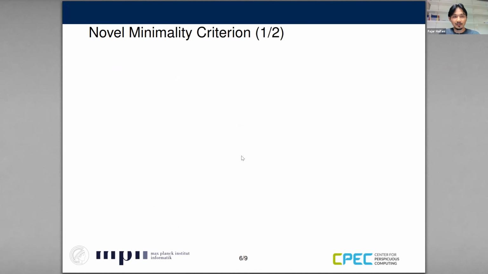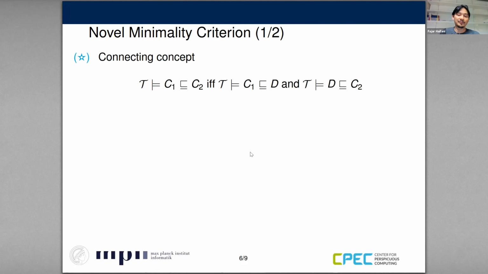So now, in order to define the minimality notion, which really reflects the example that I showed you before, we need a couple of ingredients. The first one is the so-called connecting concept. So what is this? We can first consider the following equivalence. T entails C1 is a C2 if and only if there exists a concept D such that C1 is D and D is C2 in T, right? And in this case, we call this D a connecting concept.